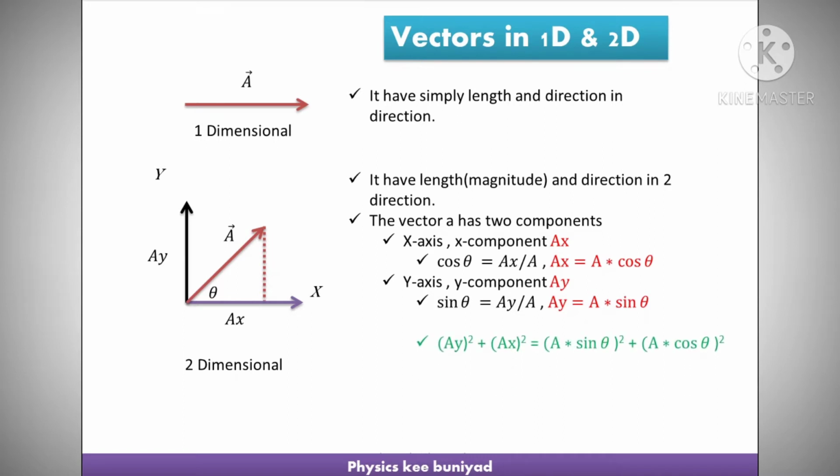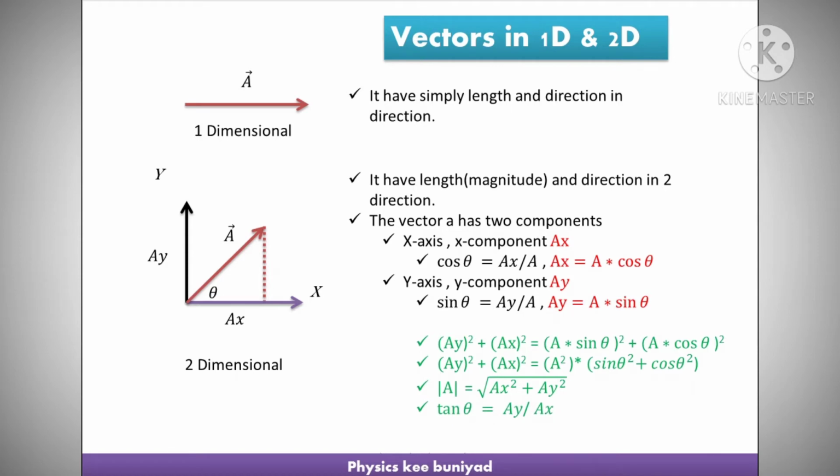Now if we add these two components by taking squares, we get ay square plus ax square equal to a sin theta whole square plus a cos theta whole square. If we take a square common on the right hand side, we get a square into sin square theta plus cos square theta, and we know sin square theta plus cos square theta equals 1. So we simply get a square equal to ax square plus ay square. Now if we find a, it gives the square root of ax square plus ay square.